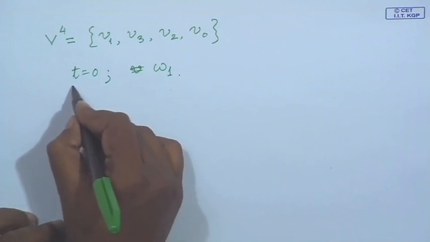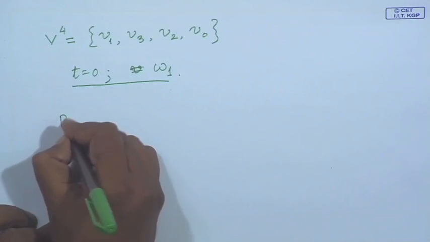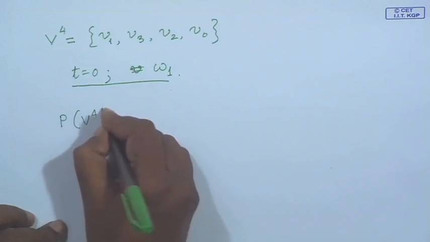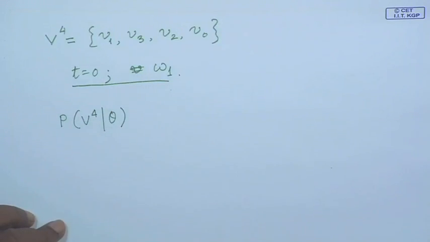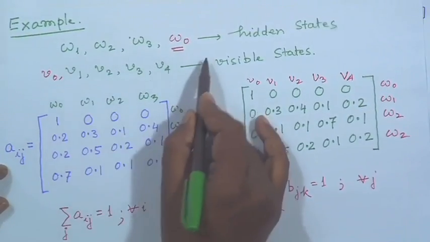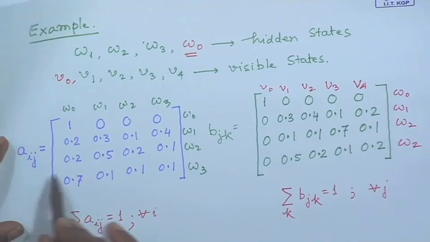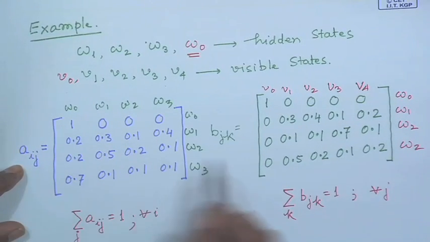Okay. So, this is my assumption, and based on this I have to find out what is P of V4 given theta, where this theta is specified by the set of hidden states, the set of visible states, the transition probability tables A i j and B j k.